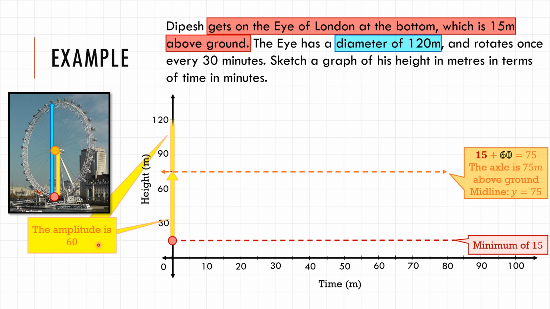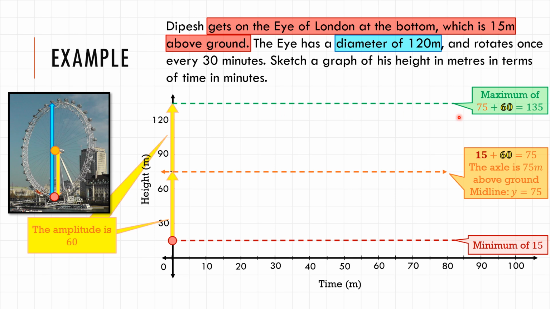This can tell us the maximum is 60 meters above the midline, which would be here, right? If the midline's at 75, 60 meters higher would be 135. That's the maximum height that Depeche will get to. And that will happen after half a rotation.